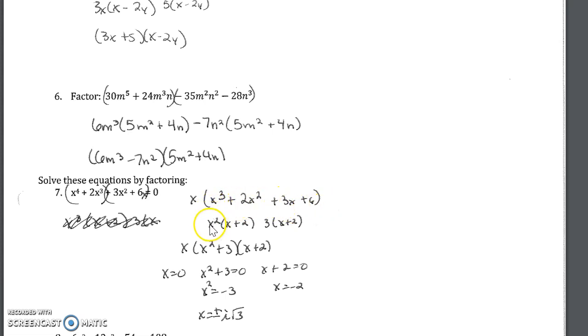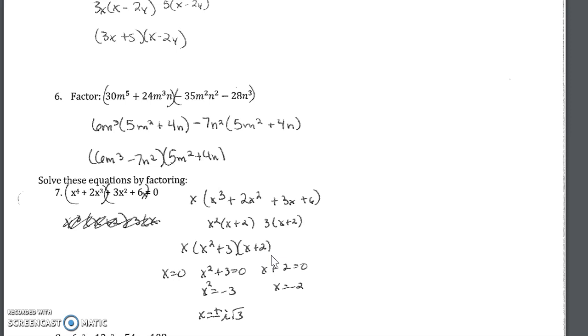Take an x squared out of your first set, take a 3 out of your second set. So you will have x, that's the GCF from the beginning, and then you'll have x squared plus 3 as your GCFs, and your x plus 2, that is the same. You should always check to see if you can factor that farther. You can't. None of those are the difference of perfect squares.